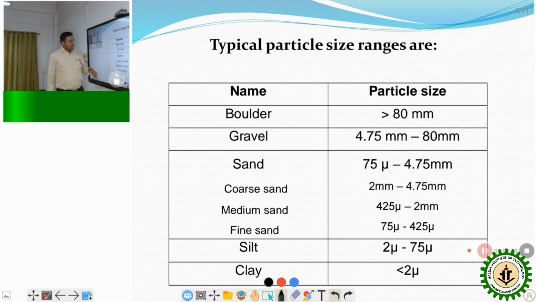Now sand again can be classified in three categories, means there are three types of sand. One is coarse sand, which has particle size 2 millimeter to 4.75 millimeter. Medium sand has particle size from 425 micron to 2 millimeter, and fine sand has 75 micron to 425 micron.